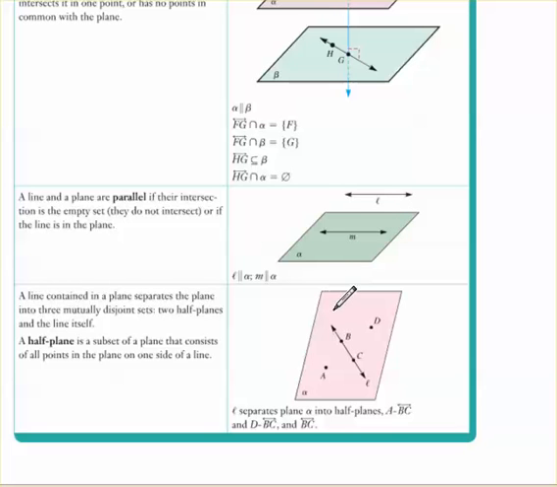Now there is such a thing as a half plane, and a half plane is exactly what you think it should be. If you have a line, say for instance this line, and I'm going to extend it out a little bit, it divides the plane into two parts, one side and then the other side. So this side would be half of a plane, the other side would be the other half of a plane. So technically that would be a half plane.